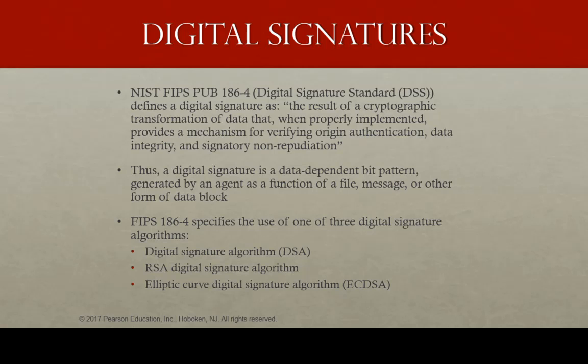FIPS 186-4 specifies the use of one of three digital signature algorithms. Digital Signature Algorithm, DSA, the original NIST-approved algorithm, which is based on the difficulty of computing discrete logarithms. RSA Digital Signature Algorithm, based on the RSA public key algorithm. Elliptic-curve digital signature algorithm, based on elliptic-curve cryptography. In this section, we provide a brief overview of the digital signature process, then describe the RSA digital signature algorithm.